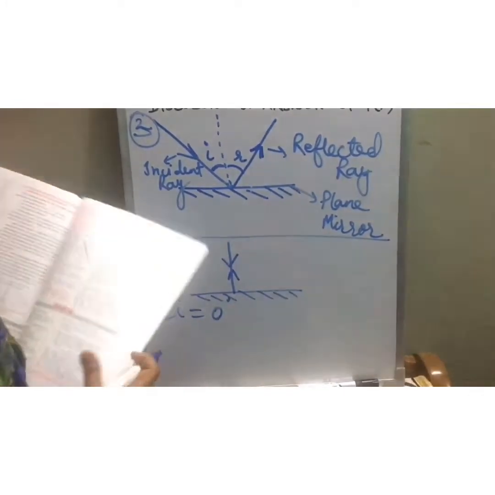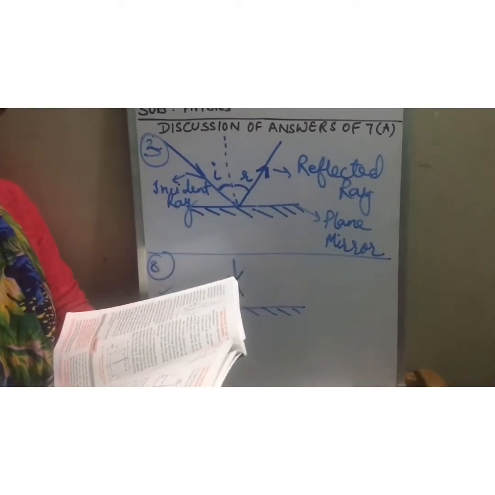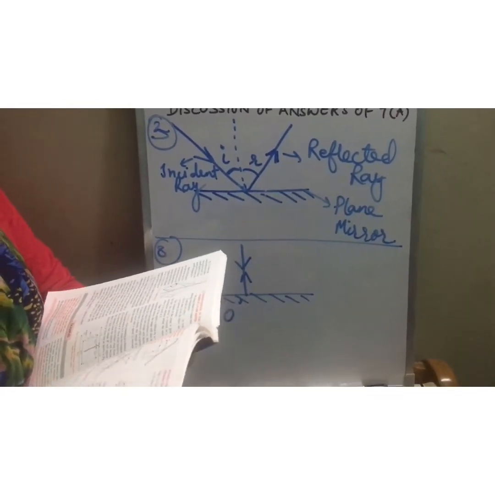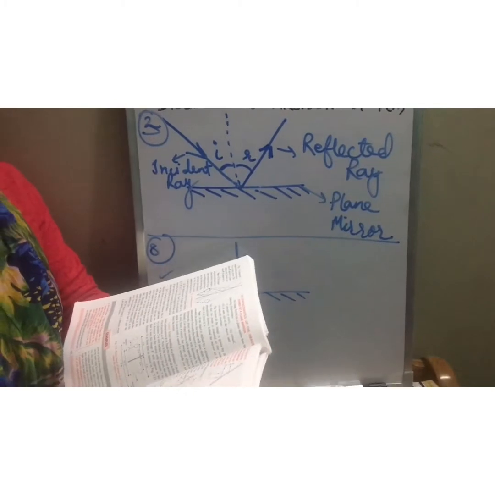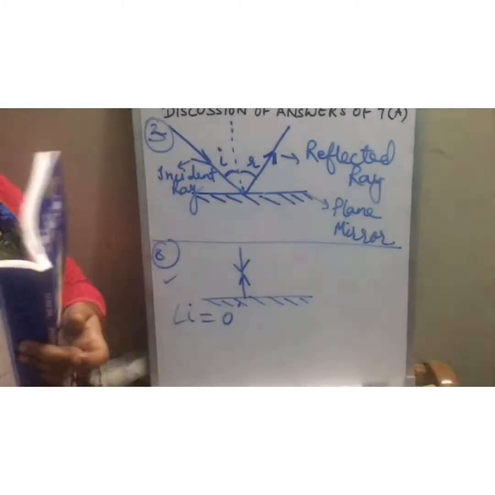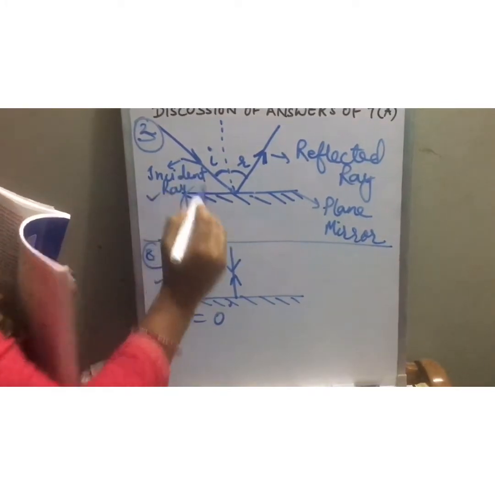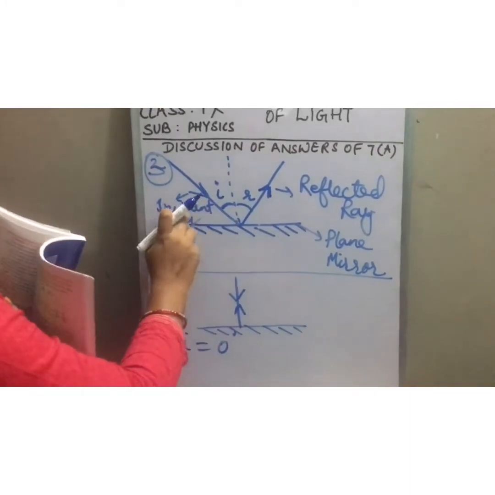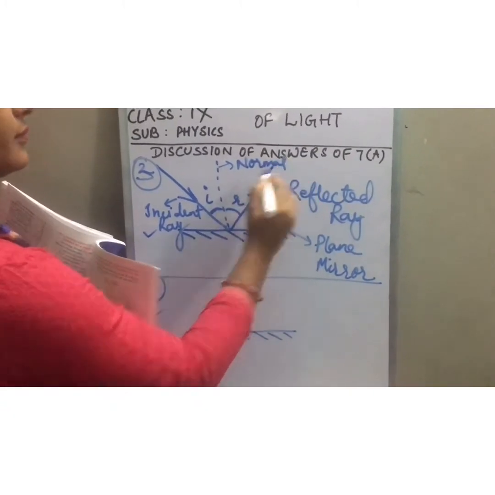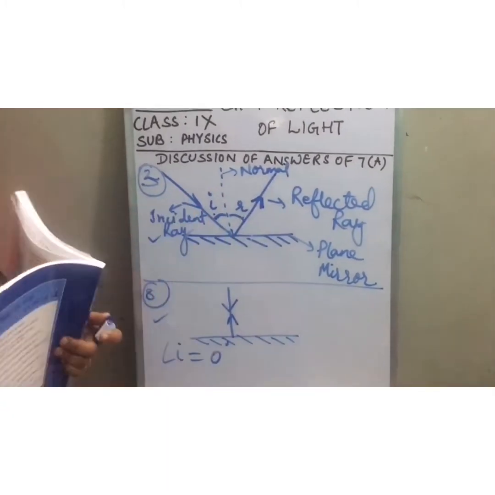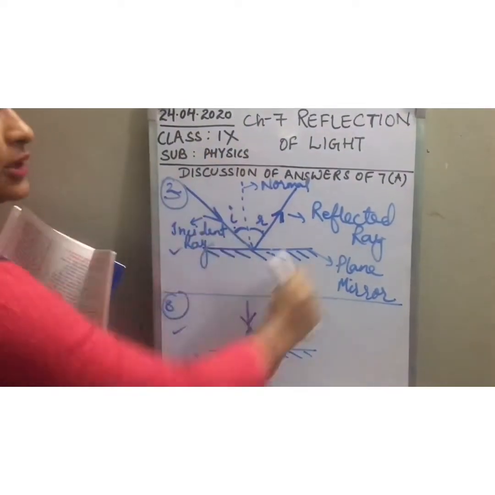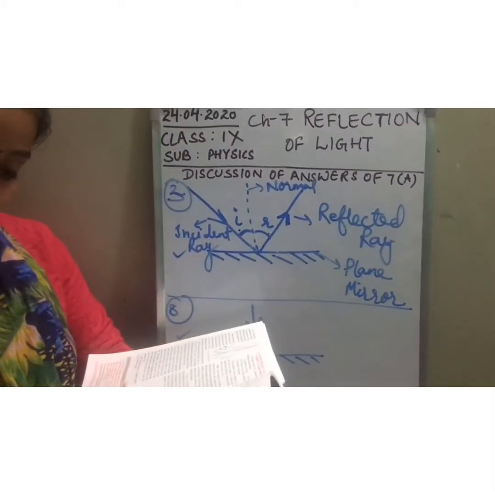Okay children, now question number 9. Draw a diagram to show the reflection of a ray of light by a plane mirror. In the diagram, label the incident ray, the reflected ray, the normal, the angle of incidence and the angle of reflection. That means the same diagram you have to draw again. So this is the incident ray, the reflected ray, and the normal. This is the angle of incidence, this is the angle of reflection. Students, this diagram you have to draw again and label the whole diagram. Now turn the page.